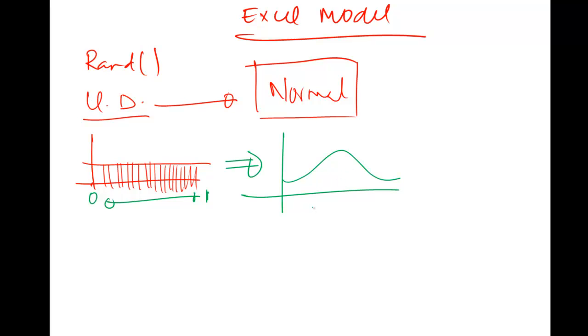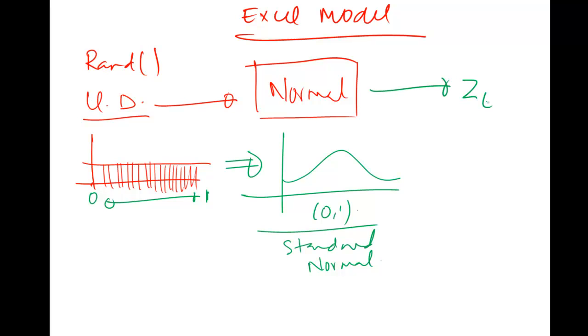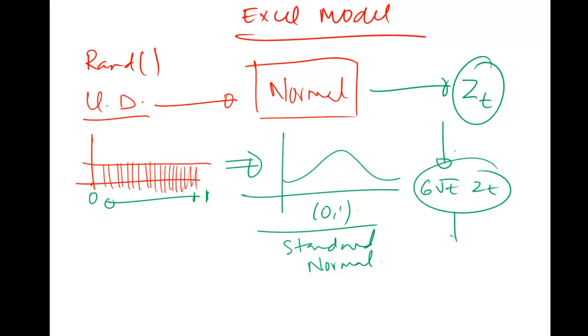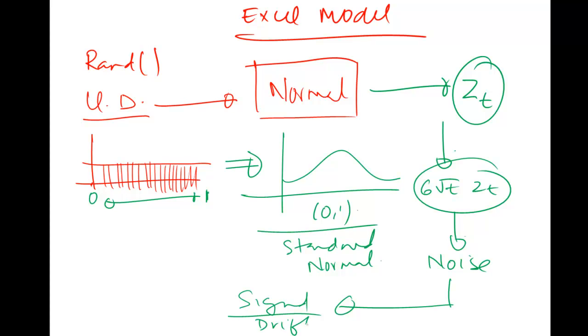How do we translate this into a normally distributed variable? We start off by saying that we don't need any number. We actually need what we call a standard normal distribution, which basically means a distribution where the mean is 0 and the standard deviation is 1. So we take this standard normal distribution and use it to generate our zts. We then multiply our zts with sigma under root t to bring together a model for noise. We take this model for noise and add it to our model for signal and drift. And then the combined model gives us the simulated values.